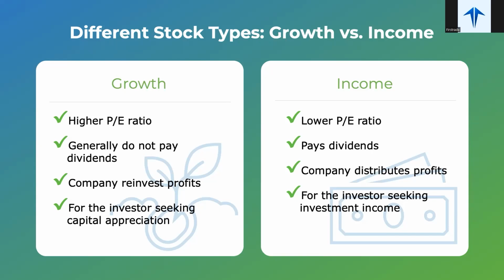Because it's not expected to have as much growth, it tends to pay a dividend because it's giving you an income stream and the company distributes those profits to you, which is that form of a dividend. And that's for the investor that is seeking investment income. And then of course, there's that third value that's not displayed on here.